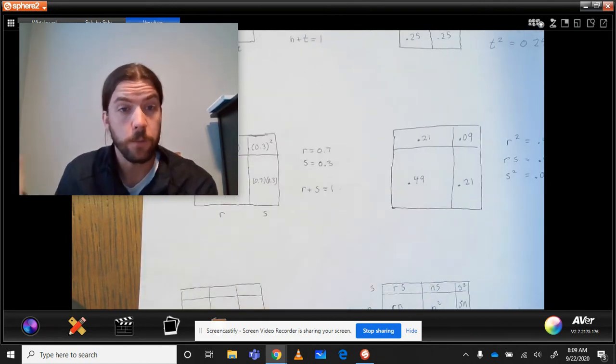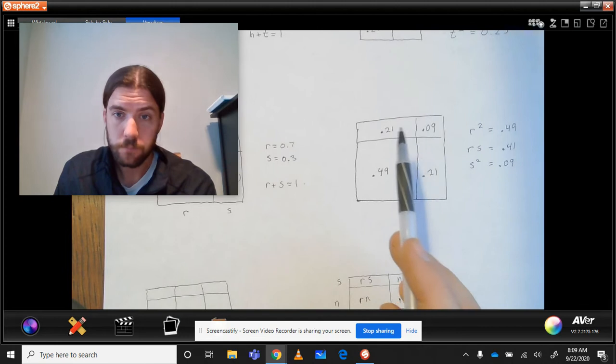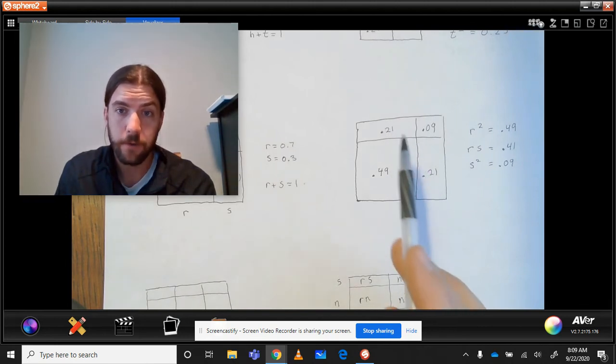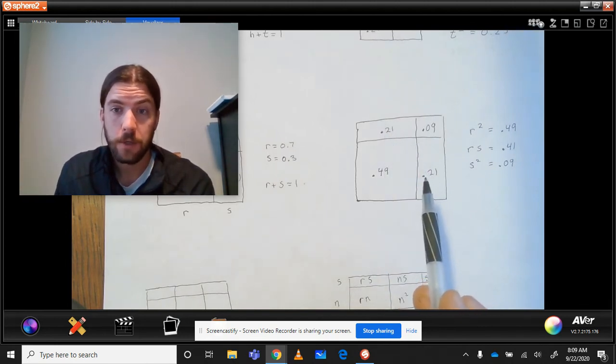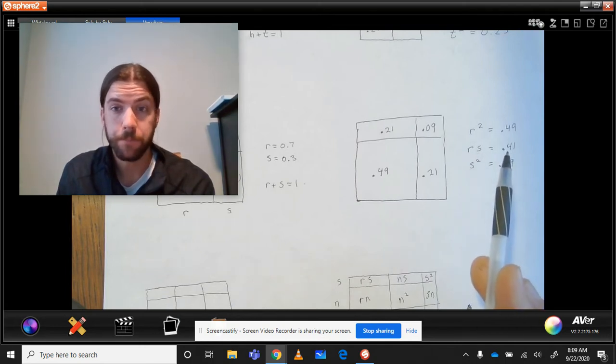Those two boxes are the same thing though, right? That's 2 days where half of them were raining, half of them were snowing. So we would add these two boxes together because they're like terms. And we'd say a mixture of rain and snow is pretty likely, 42%.